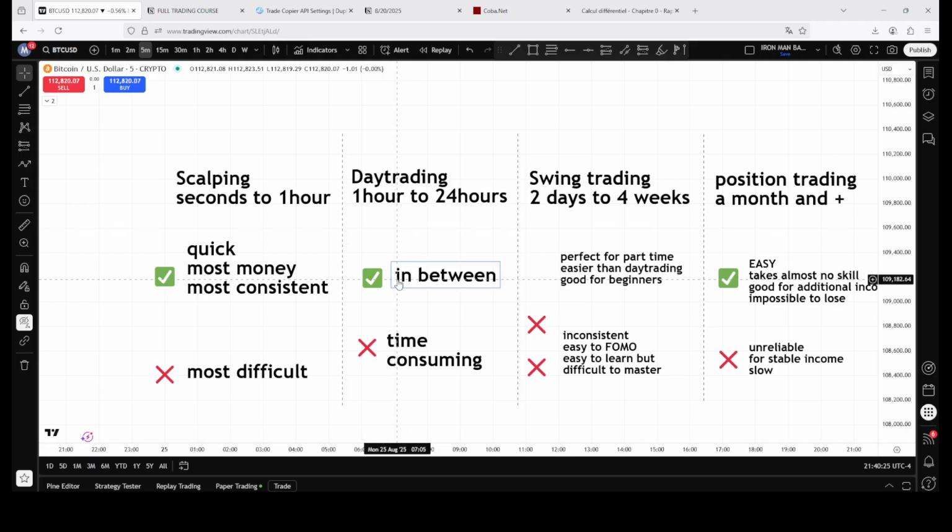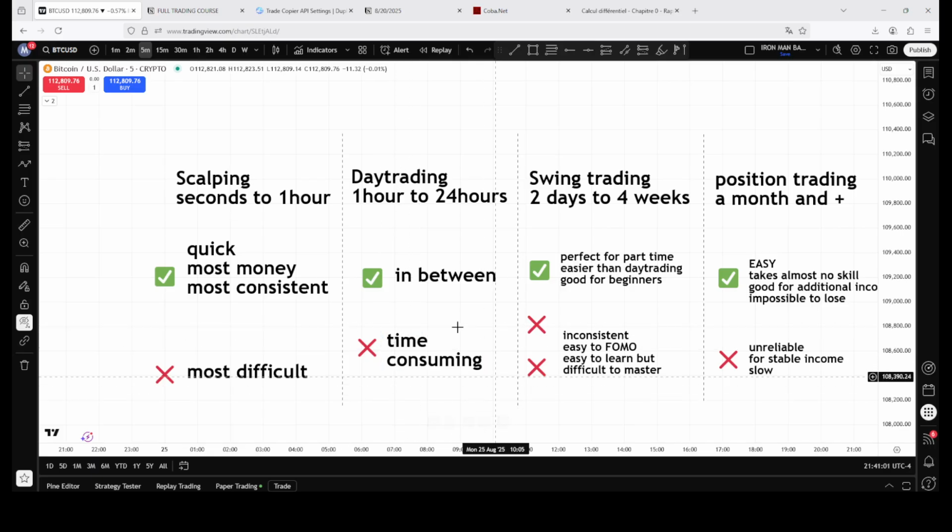So basically, the advantage of this is it's an in-between between the swing trading and the scalping. What I mean by that is it's quick, it's consistent, not more consistent than the scalping, but it's still pretty consistent, and it's less difficult, it's less stressful, and it's easier than scalping. But it's also a bit less profitable, a bit more time consuming.